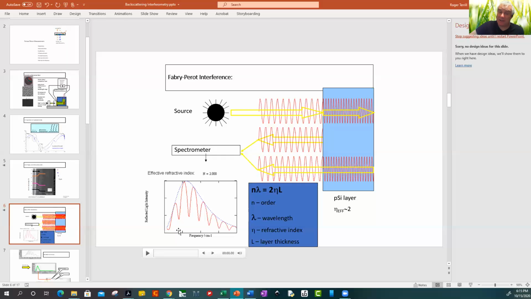Can I ask a question? No, someone else. I'm just kidding. I'm so sorry. My question is, we're going from the source to the spectrometer. Is the spectrometer the one that's measuring the refractive index, or are they using a different instrument for that?